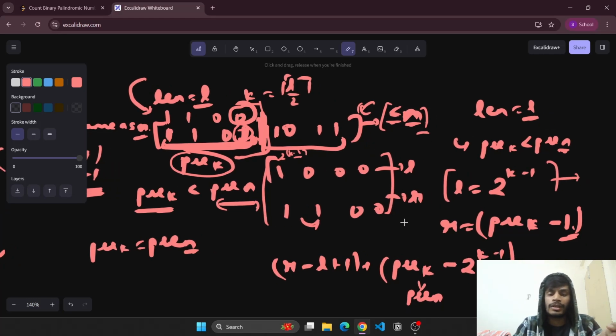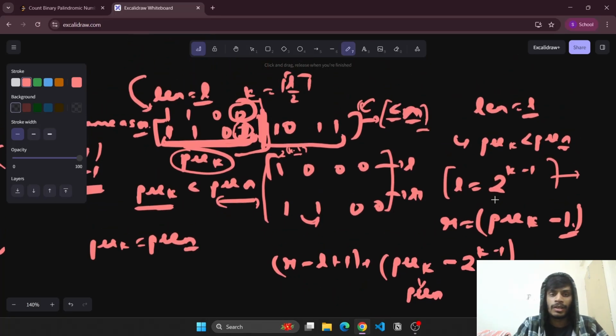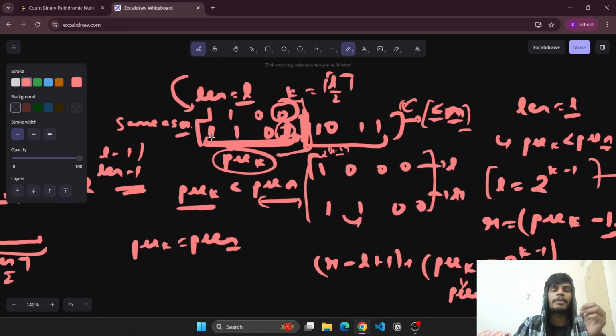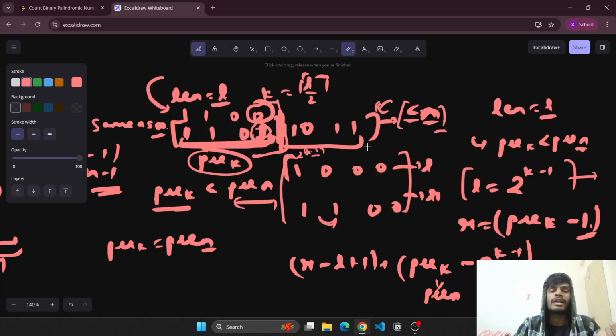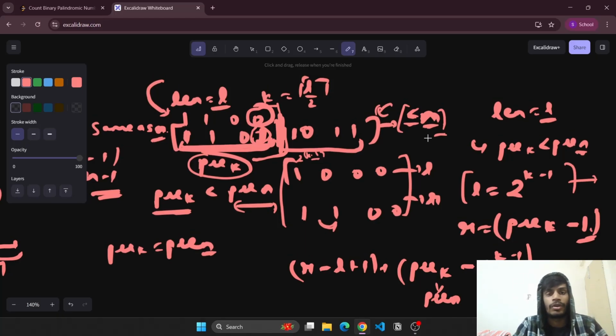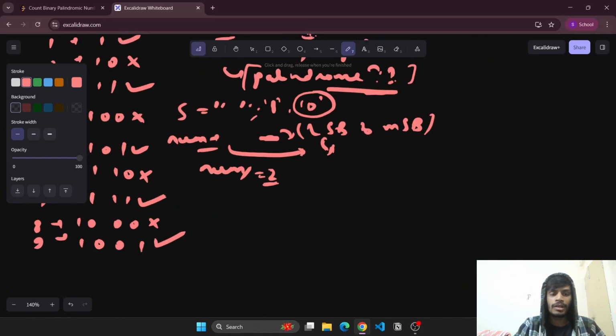Now the numbers in this range will be R minus L plus 1, which will be simply prefix of N minus 2 to the power K minus 1. And what about the case where we keep the same prefix as the prefix of N? We need to greedily construct the entire string after mirroring, and then see whether the constructed number is less than or equal to N or not. And if it is, then we simply increase our count by 1. So this was the overall approach. Let's try to see a walkthrough of the examples.